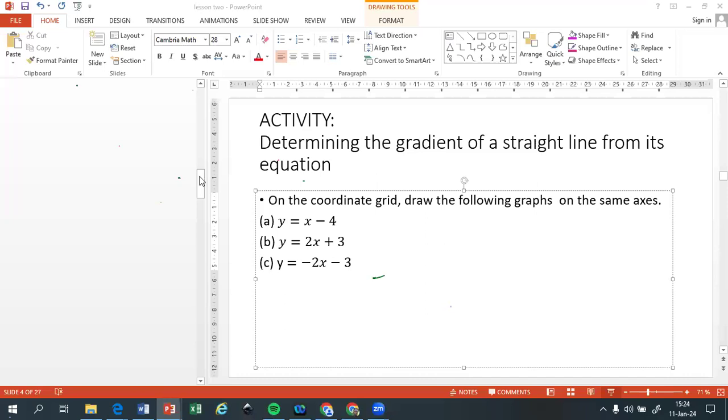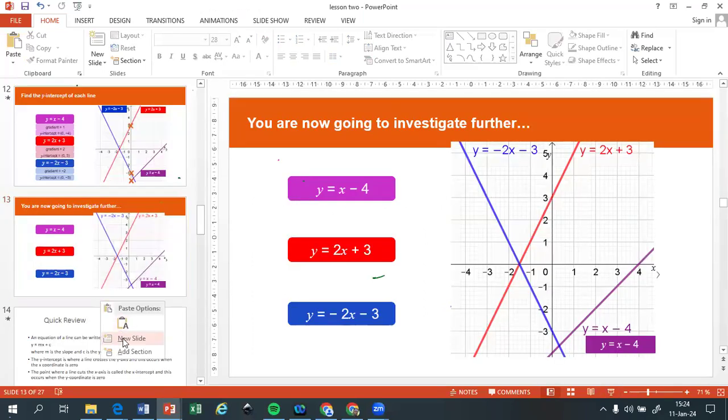Now I want us today to first master this. Like I have told you, whenever you have this number that comes with x, it is always what we call the gradient, and we represent it by m. This number that comes later on is what we call the intercept, the y-intercept.